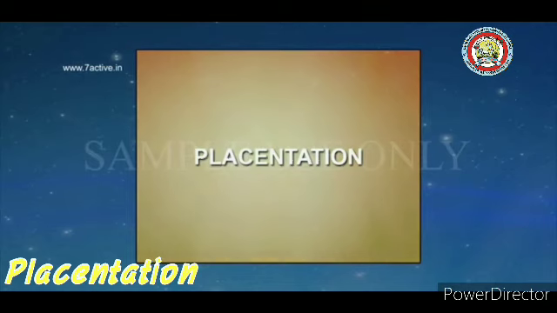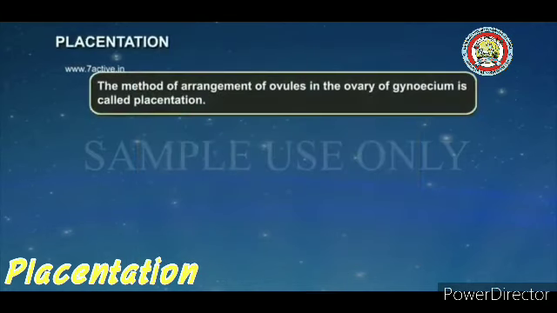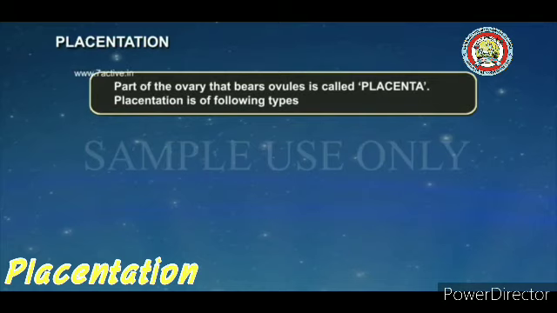Placentation. The method of arrangement of ovules in the ovary of gynoecium is called placentation. The part of the ovary that bears ovules is called placenta.